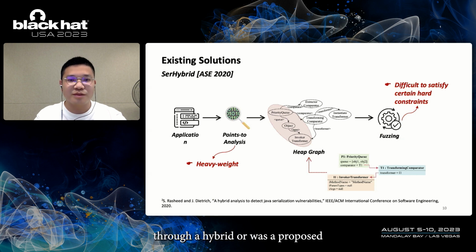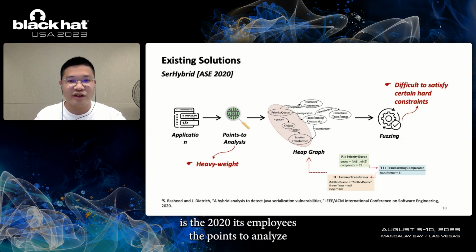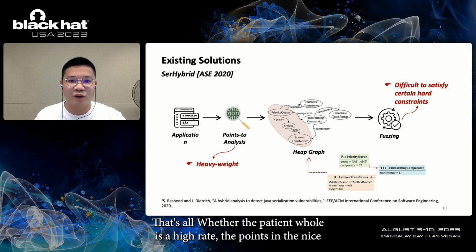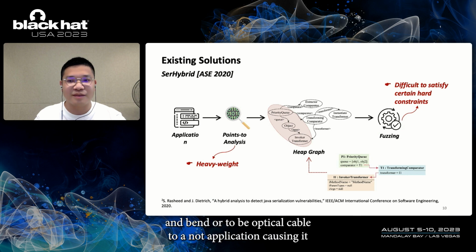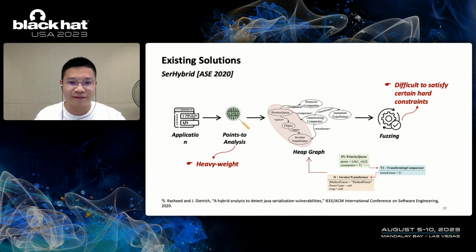Serial hybrid was proposed at ASC 2020. It employs points-to analysis to construct the heap access path from source object to sink object, and utilizes fuzzing to generate actual injection objects for verification. However, its heavyweight points-to analysis may not be applicable to large applications, causing it to be unable to complete some baseline cases within the given time.